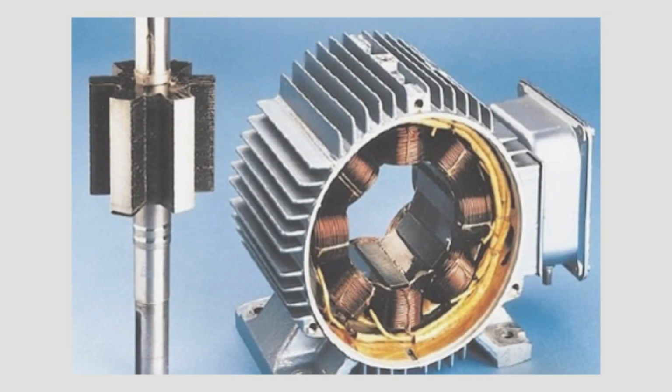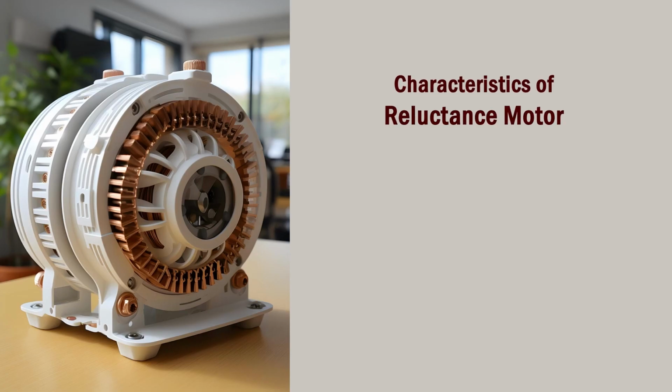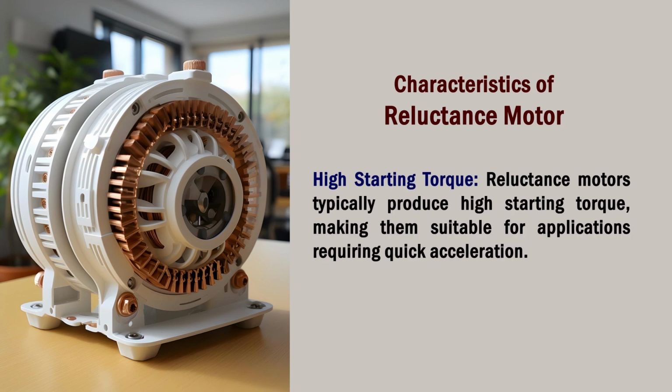So, in this picture, we can see the rotor has the steel laminations only, which is providing the low reluctance path. In this way, a torque is produced in the reluctance motor. The characteristics of reluctance motors are, first, high starting torque. The reluctance motors typically produce high starting torque, making them suitable for applications requiring quick acceleration.